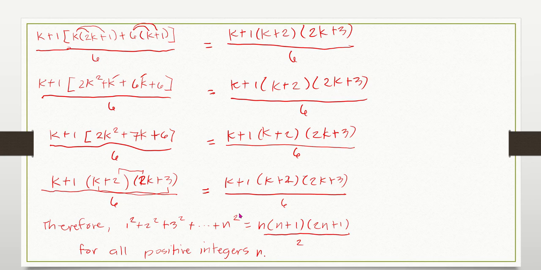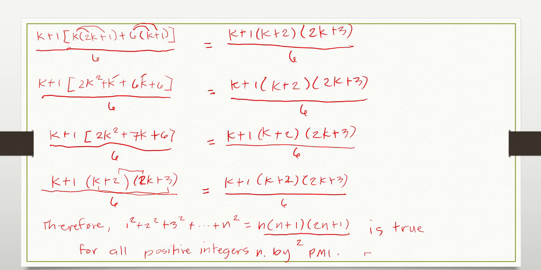And don't forget that it's by principle of mathematical induction. I forgot to write there the by PMI, or you can write it on the last part: for all positive integers by principle of mathematical induction. Or you write the given is true. Therefore, the given is true for all positive integers by principle of mathematical induction. And that's how you end your proof.